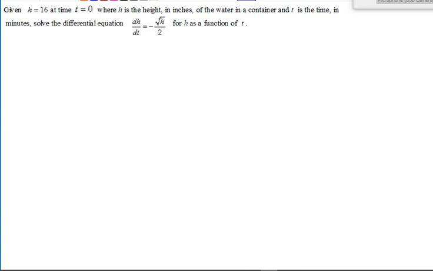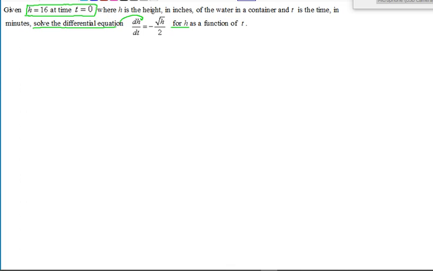So it says, given h equals 16 at time t equals 0, where h is the height in inches of the water in the container and t is the time in minutes, solve the differential equation for h as a function of t. Okay, so it says we're solving the differential equation for h, which is again the variable on the numerator, as a function of t. So we first have to separate the variables.